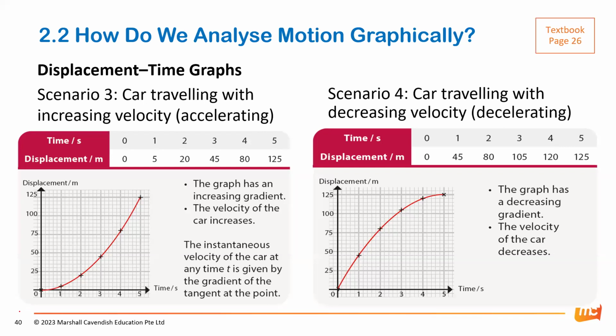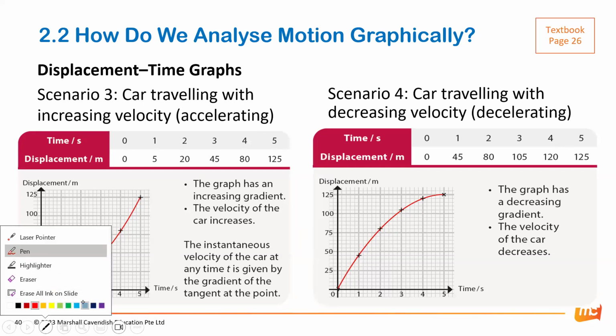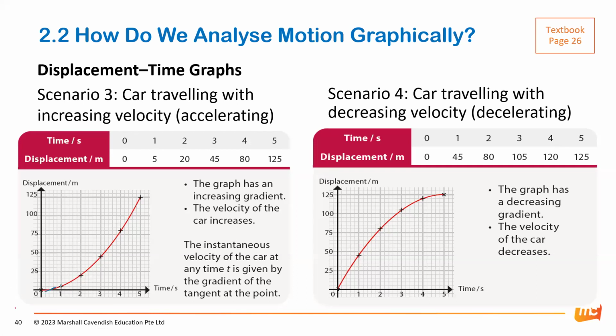If you can see, let me just use blue color. Initially my slope is like this. It's not very steep. And along here, I will get steeper. And along here, my slope will be even steeper. So the gradient or the slope is actually increasing. So I have increasing gradient, which also means increasing velocity.